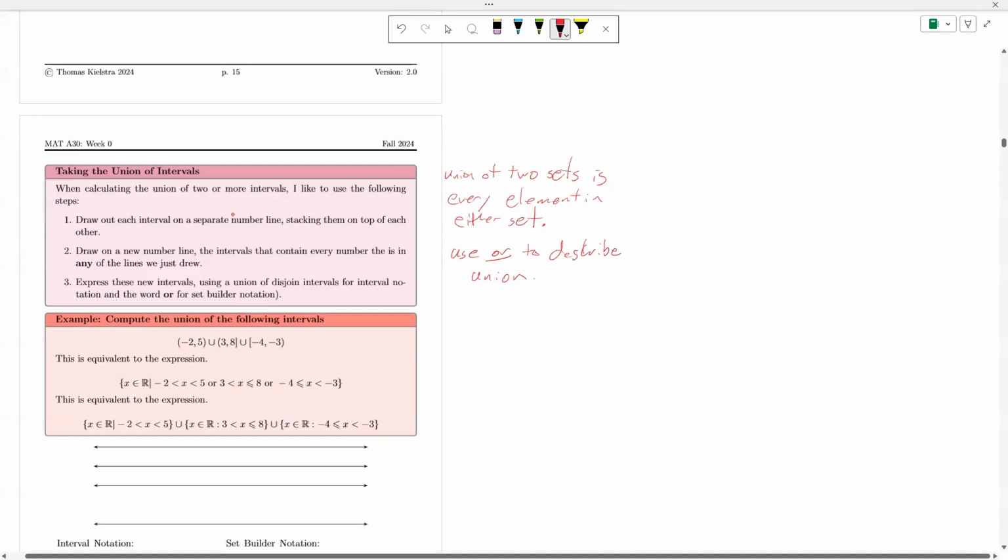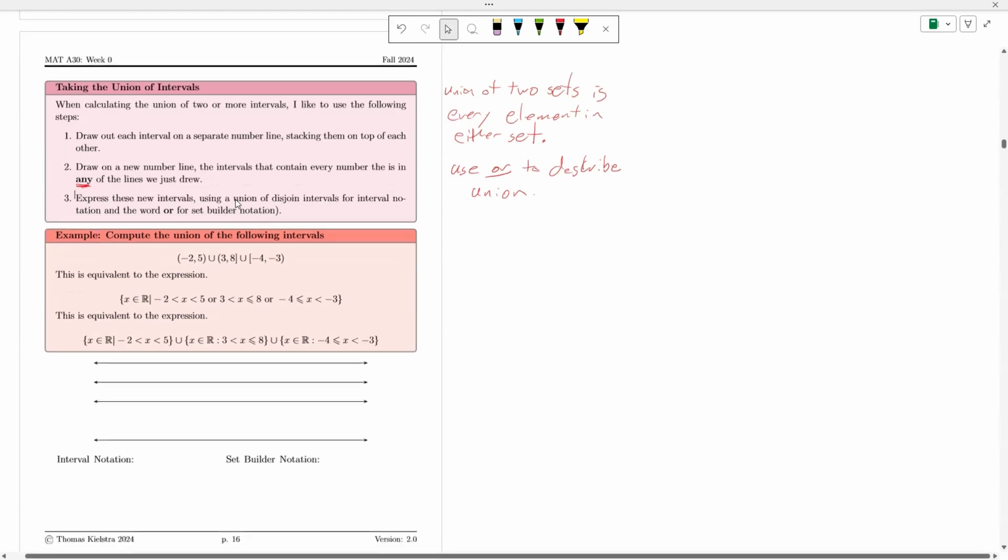So here, to take unions of intervals, I typically use the following three steps. We draw out our intervals on separate number lines, stacking them on top of each other. Then we draw a new number line, and mark the intervals that contain every number that is in any of the lines we just drew. Then we express the new intervals using a union of disjoint intervals for interval notation, or the word or in set builder. So let's take a look at an example where we compute the union of the following intervals.